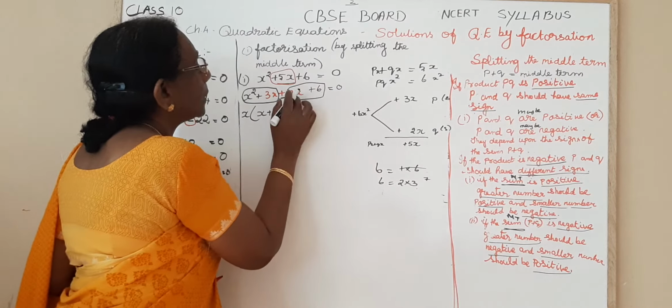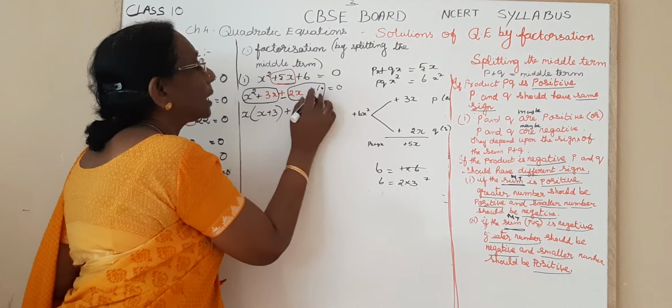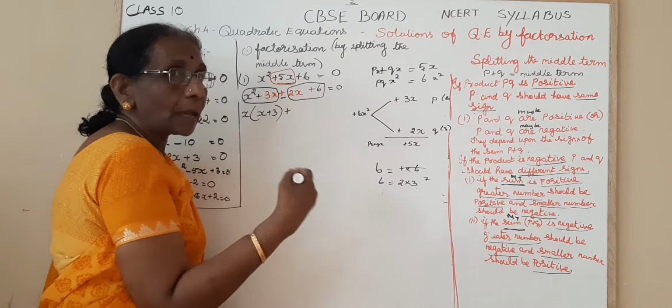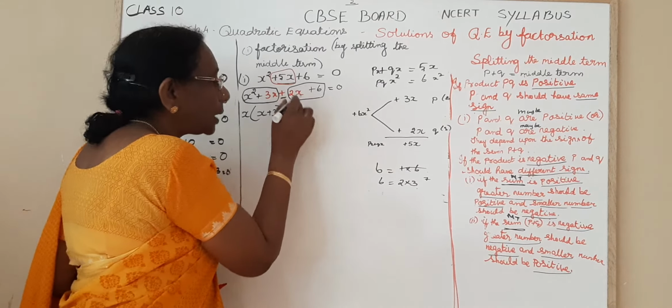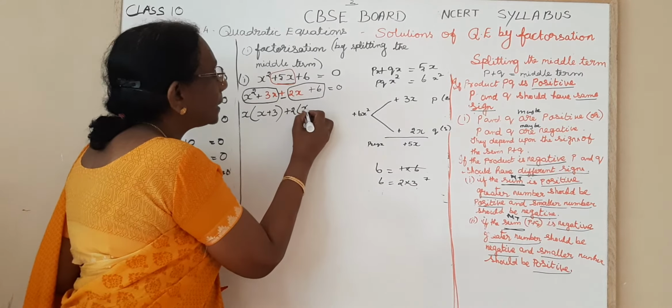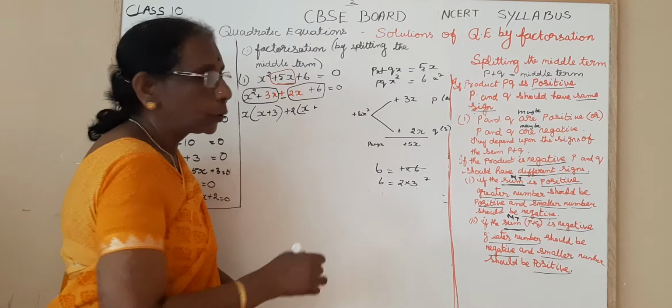Plus. Now what is common here? Here it is 2, here it is 6. So both have the common factor 2. So you take 2 outside. So when you divide 2x by 2, it will be x. And when you divide 6 by 2, it will be 3.